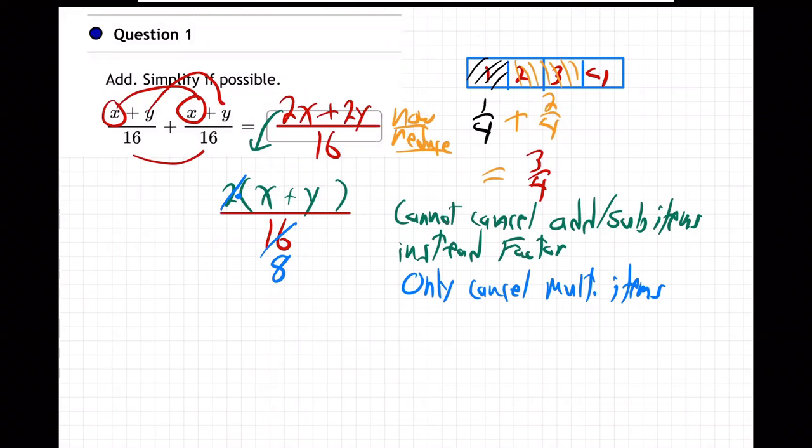We good there? And so what's our answer then? Our answer is x plus y over 8. That is the final answer to the problem. We simplified it as much as it can simplify. So there we go.